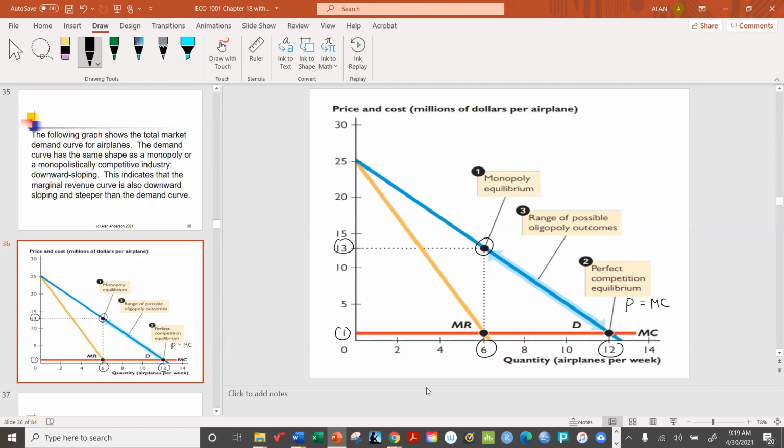So how can we tell where they'll end up? That's the challenge. We know that they'll end up somewhere along this portion of the demand curve. The issue here is where. And for that, we will later on introduce game theory to analyze this. In the meantime, we're going to think in terms of how much each company can make if they produce different combinations of airplanes.